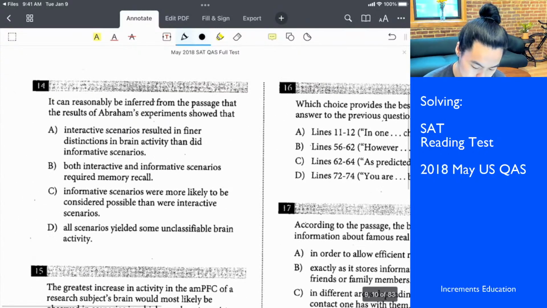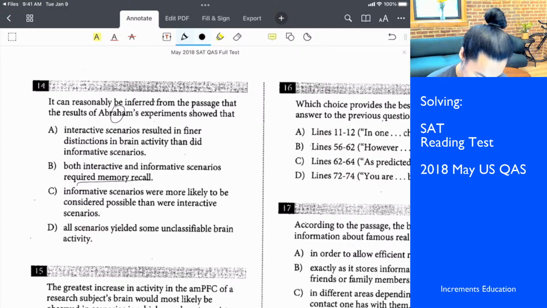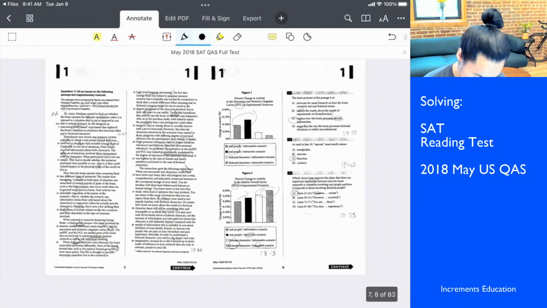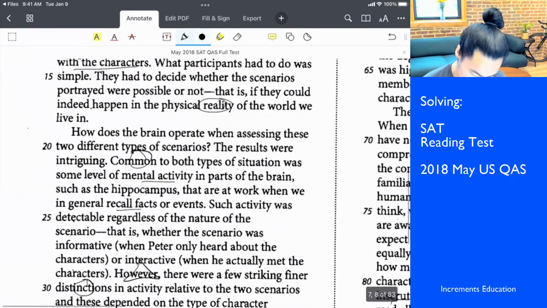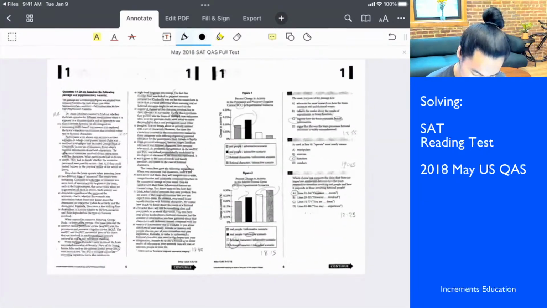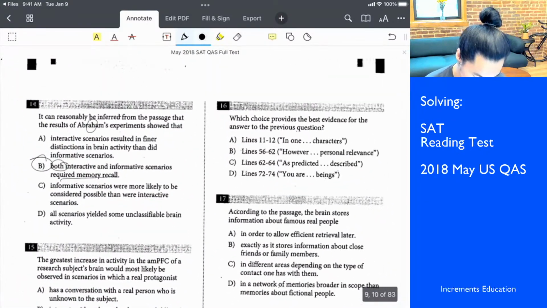It can be inferred from the passage that the results of the experiments showed that the more relevant they are, the more we use autobiographical memory. Okay, here we go. Oh, this is the common. Oh, dude, what? Hang on, let me just double check. Did it actually say that? Because common to both types of situation. Yeah. Whether it was informative. Yeah. That's totally correct.